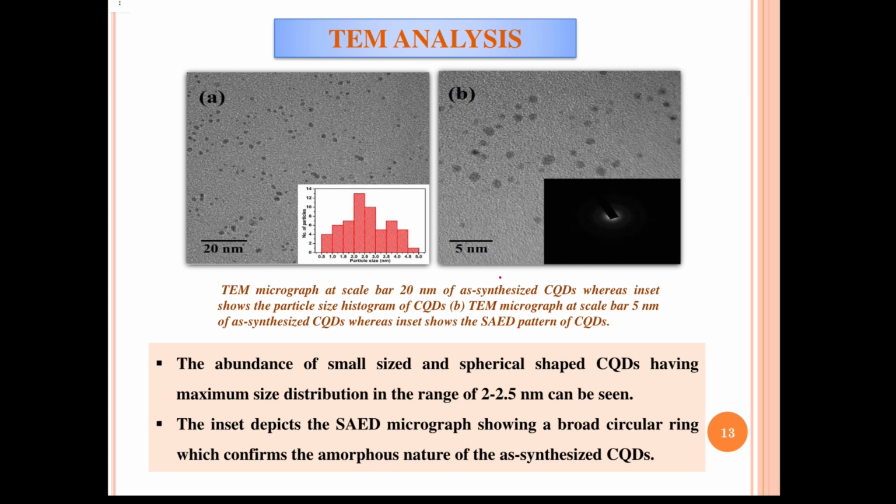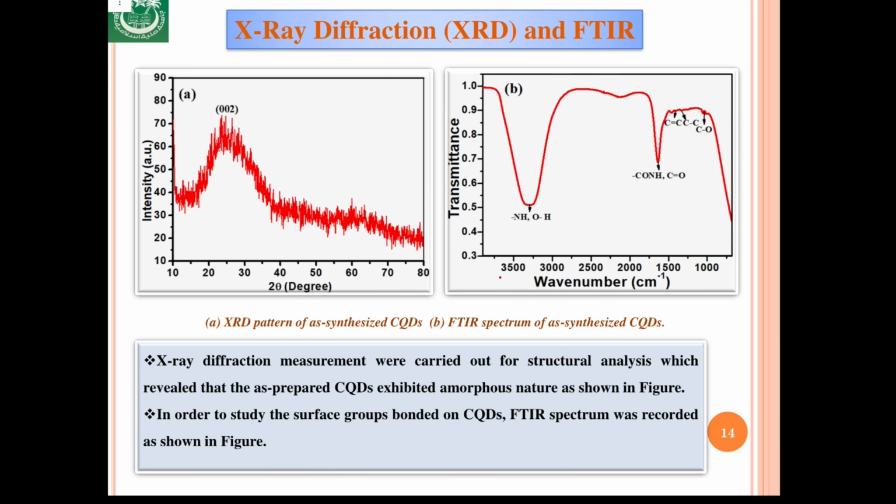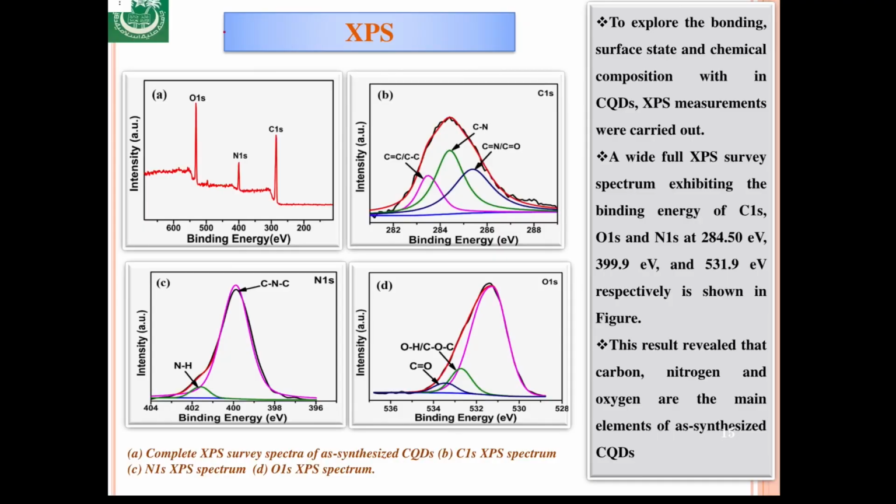The TEM analysis confirmed the formation of carbon quantum dots having a mean diameter of 2 to 2.5 nanometers. The X-ray XRD pattern confirmed the amorphous nature of the as-synthesized carbon quantum dots. The FTIR spectrum revealed the presence of a number of important functional groups like amide, hydroxyl, carbonyl group, etc., which were further reconfirmed from the XPS spectrum.